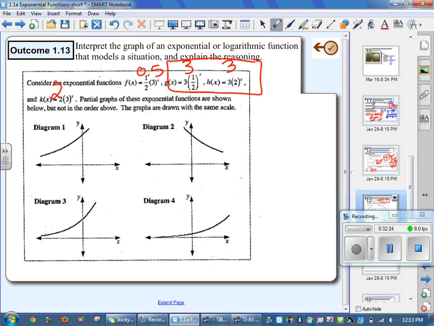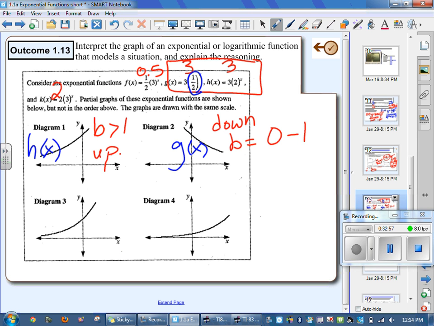This one's going down. So B has to be between 0 and 1. Here the B has to be greater than 1 because it's going up. So by knowing that information, I know that this guy has to be gx because he's going down with B as a fraction, and this guy has to be my hx graph equation because my B value is a 2 and it's greater than 1. Looking at diagrams 3 and 4, their y-intercepts are very different. I have a small y-intercept here, so this could be my y-intercept of 1/2. So my A value is 1/2 here, so this could be the graph of fx, it would match. And this one here, diagram 3, our only one left is going to be kx.